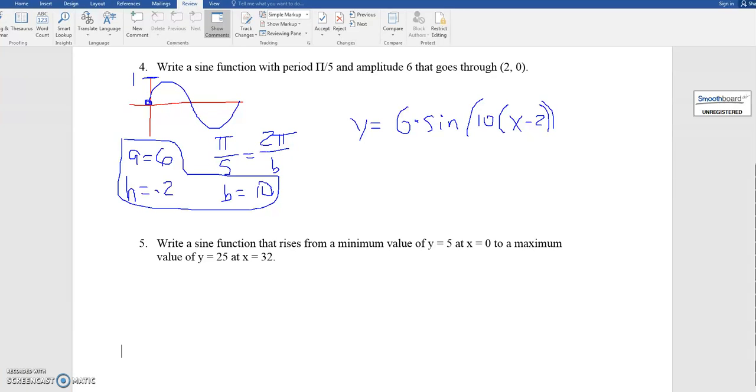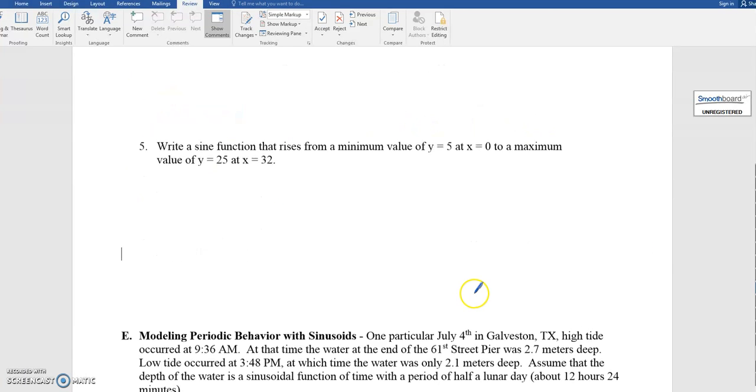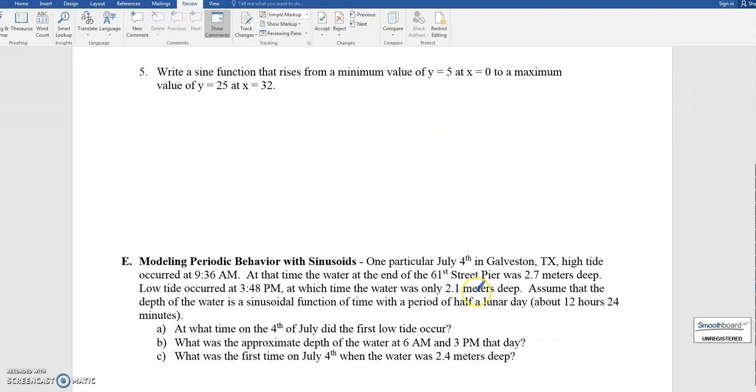The other one that I want to look at today is probably a little bit more difficult. Let me erase what I have here. Slide this up. It says write a sine function that rises from a minimum value of y equals 5 at x equals 0 to a maximum value of y equals 25 when x equals 32. This one's going to require just a little bit more work for us. And in this case, I actually want to draw what this thing looks like.